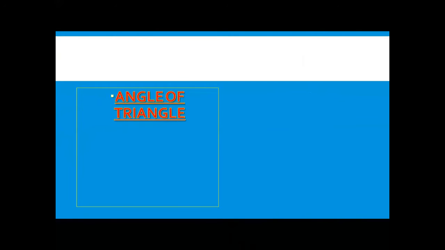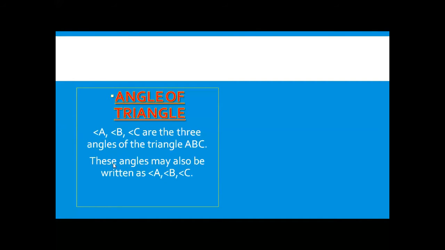Now, angles of a triangle. In each triangle we have three vertices, three sides, and also we have three angles, and they are known as angle A, angle B, angle C. These angles may also be written like this. This sign represents angle. It looks like a less than sign. This represents the angle of a triangle. We always use this symbol when we represent the angle of any triangle.